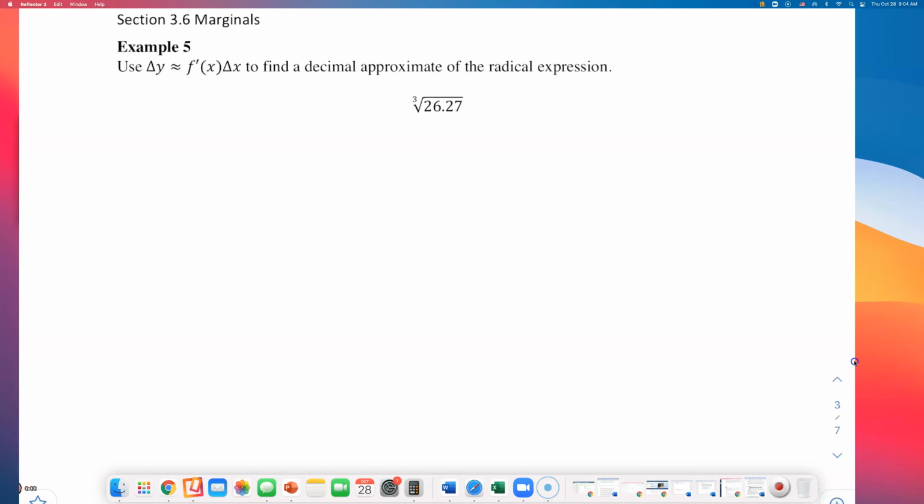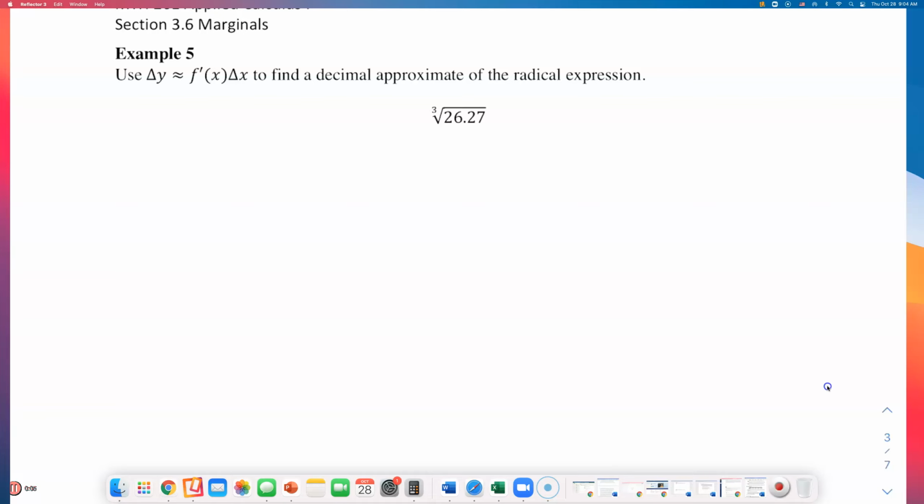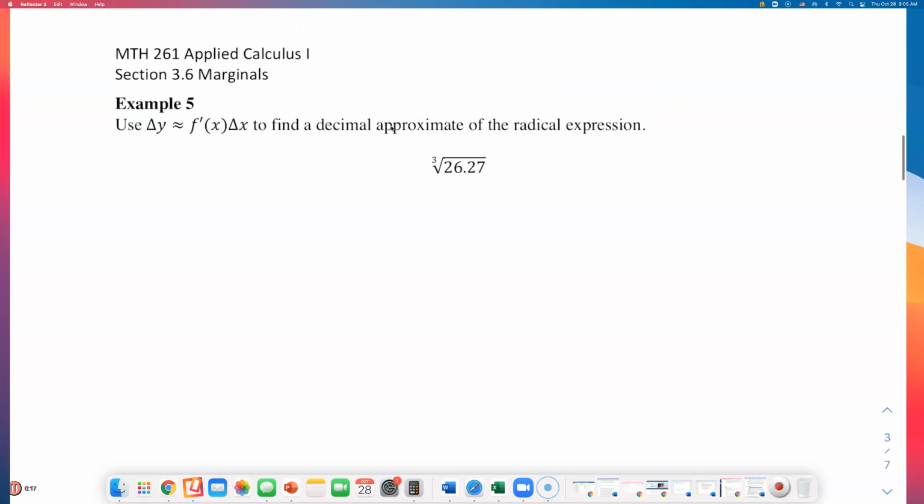We're looking at cube root this time, but the process is still the same. So we're using the same formula: change in y is f prime of x times delta x. So we need to pick our x and delta x. But we are now thinking about perfect cubes because this is cube root.